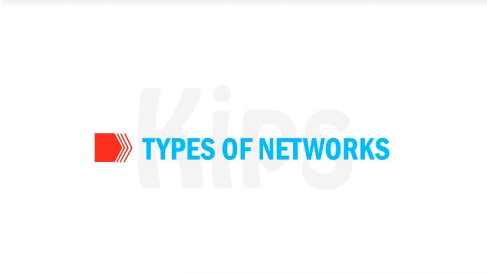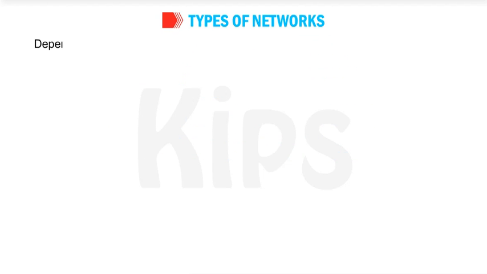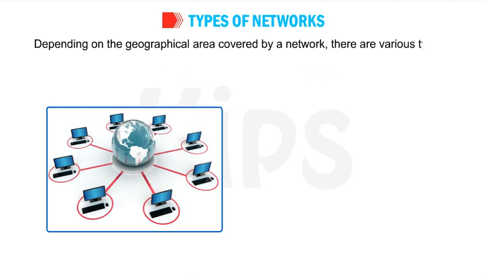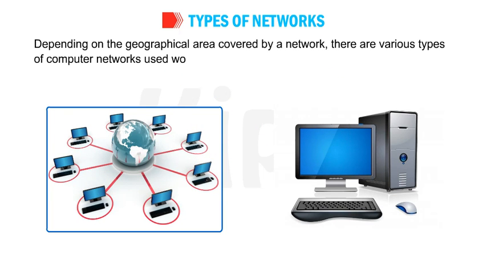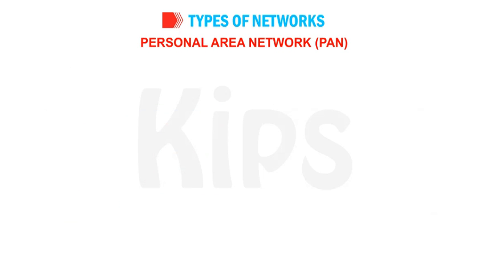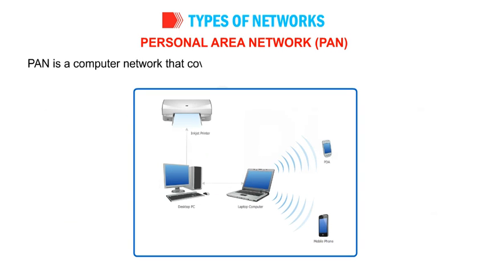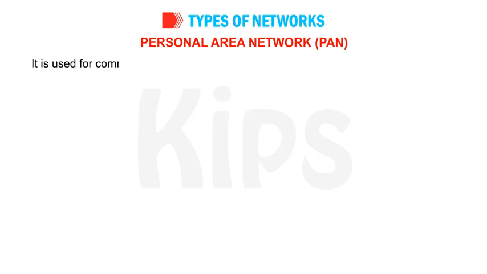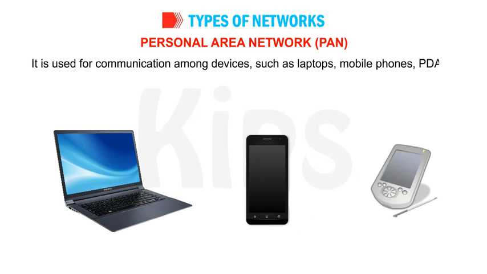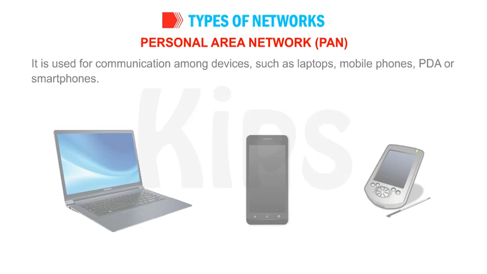About the types of networks. Depending on the geographical area covered by a network, there are various types of computer networks used worldwide, which are as follows. Personal Area Network, PAN. PAN is a computer network that covers a small area of about 10 meters, about 30 feet. It is used for communication among devices such as laptops, mobile phones, PDA, or smartphones.